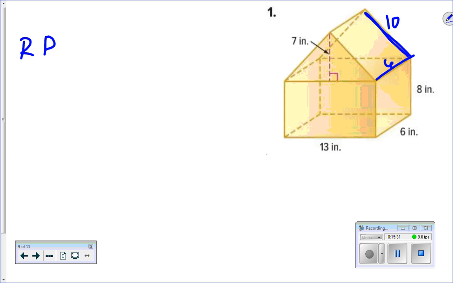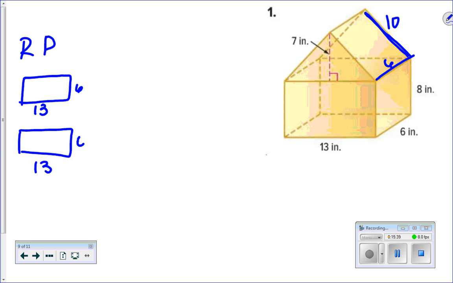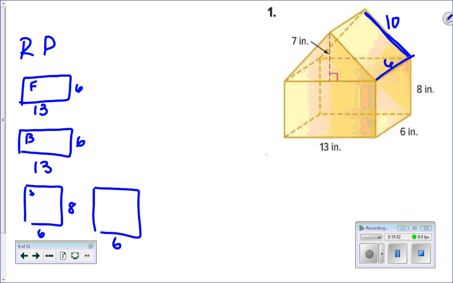So, let's do the rectangular pyramid. So let's do the front and the back. So I'm going to have 13 and 6 and 13 and 6. So I'm just going to put front and back. And then my sides are going to be 6 and 8. Side, and then another side. 6 and 8.